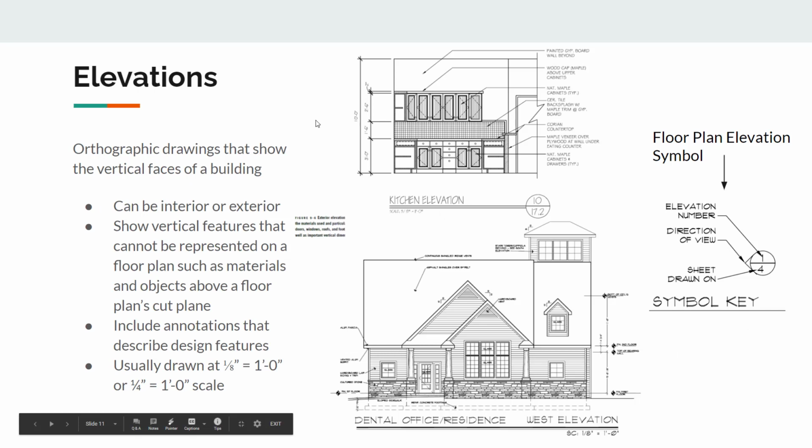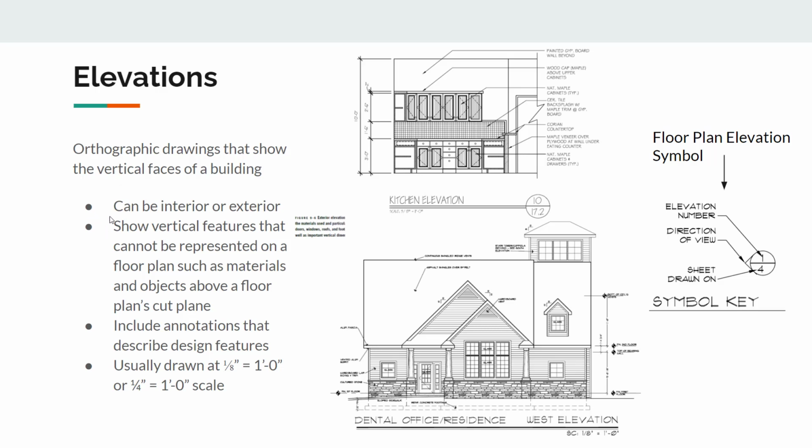All right, next we have elevations. An elevation drawing is an orthographic drawing that shows the vertical faces of a building. We can either have interior elevations or exterior elevations. So over here on the right, you can see here's an example of an interior elevation, and this one is showing the elevation of kitchen cabinetry. And then below it is an exterior elevation, and this is the elevation of a dentist office, all right?